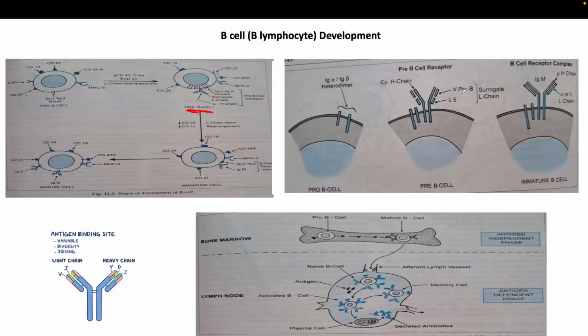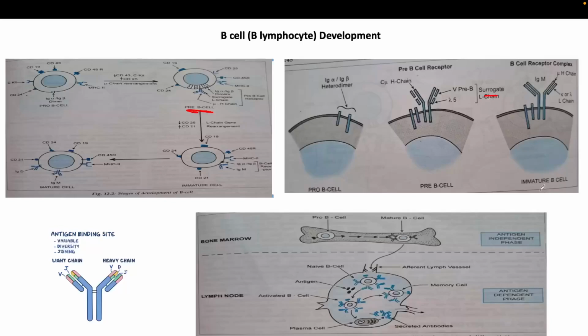So that's why it is present as the light chain. This is the variable region, which is called the VpreB protein, and this is the constant region of the light chain, which is called lambda 5. The whole light chain is called the surrogate light chain because it is still not completed. Then it will be converted into the immature B cell, because now the light chain rearrangement will take place.